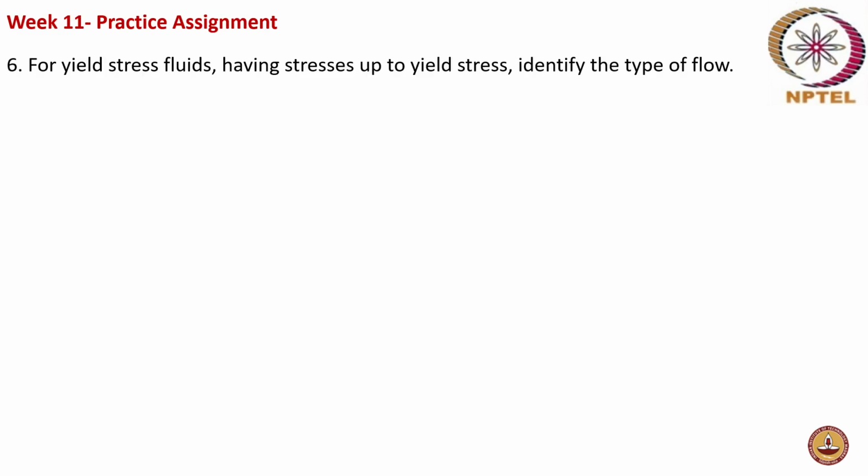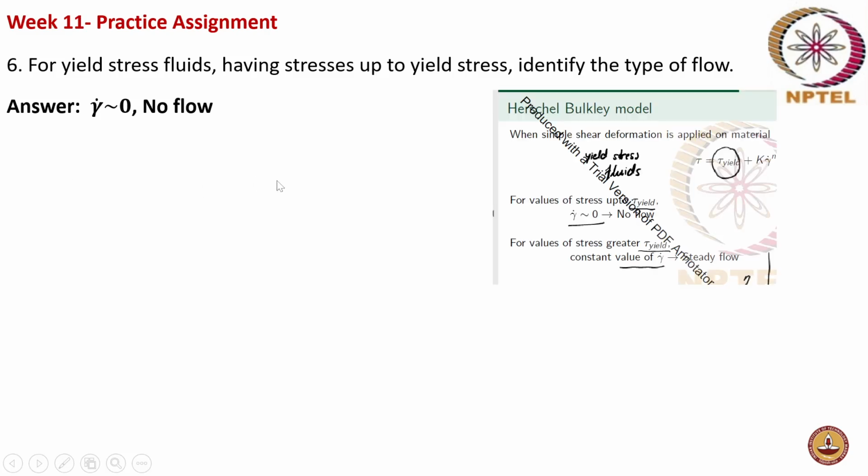Next, for a yield stress fluid having stresses up to the yield stress, identify the type of flow. For yield stress fluids, if the stress is lower than the yield stress, what type of flow can be observed? Up to the yield stress, no flow is observed. Only if the material crosses that yield stress does it start to flow. So your strain rate is zero if the stress is below the yield stress.